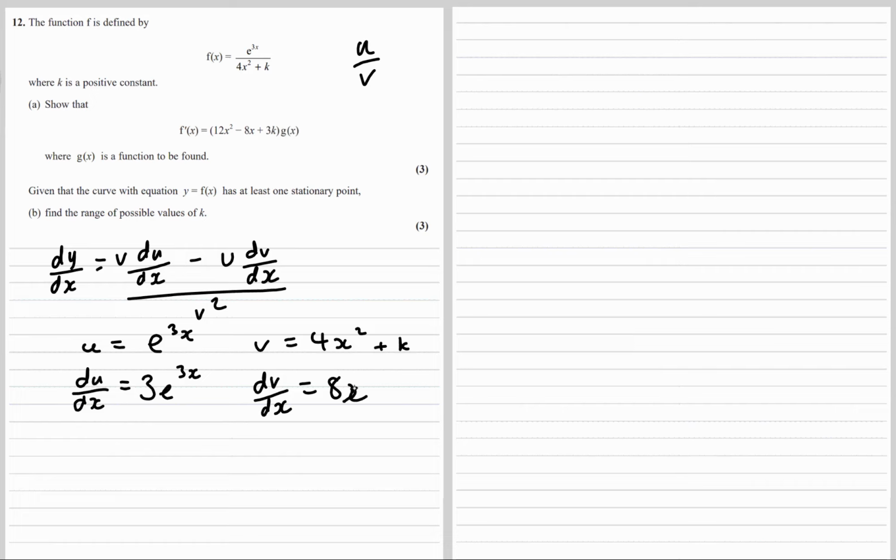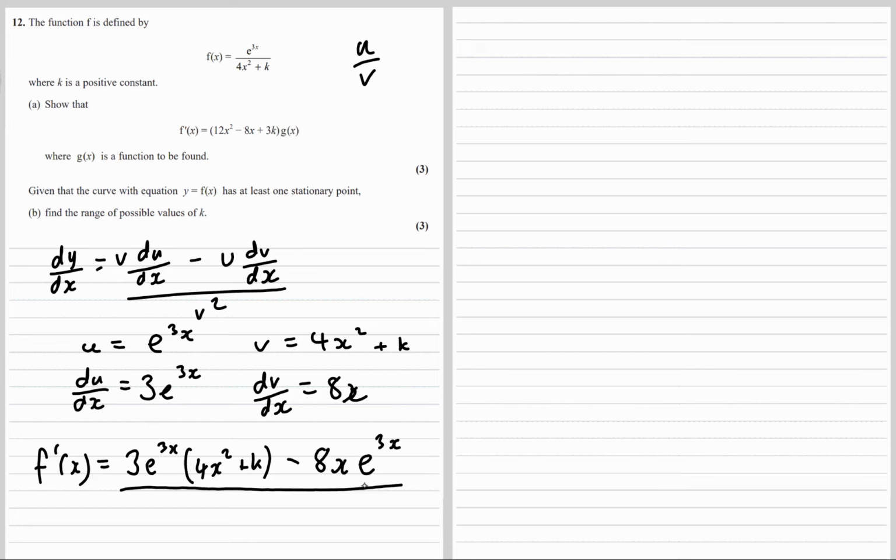So now we just substitute them into our formula. So v du dx. So it's actually f dash of x, not dy dx. I'm going to write f dash x is v du dx. So these two times together, 3e^(3x) times 4x squared plus k, minus u dv dx, 8x times e^(3x), all over v squared, 4x squared plus k squared.